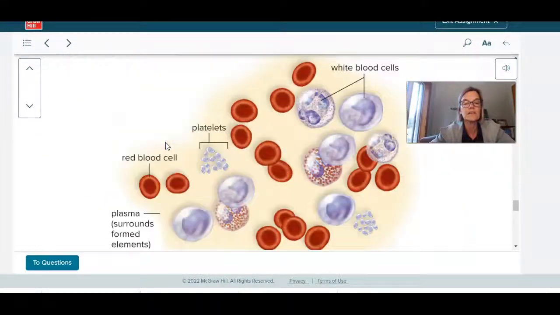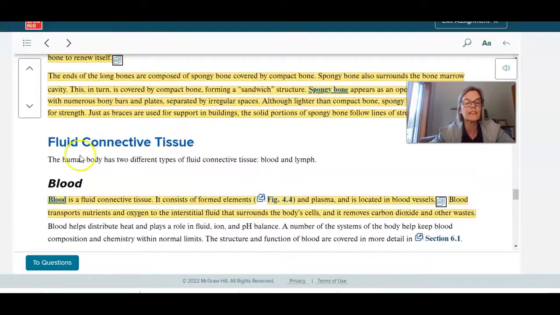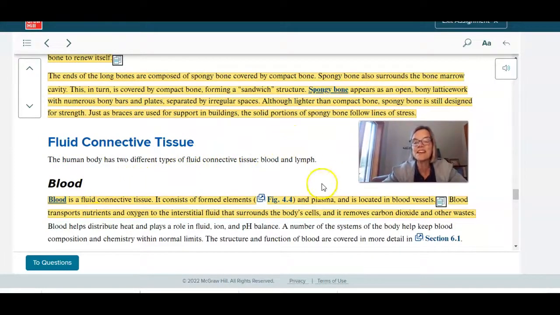So another kind of connective tissue that we're going to talk about is a fluid connective tissue, and that's blood. And we don't think of blood necessarily as connective tissue, but you have cells and a matrix, so a liquid between the cells, and it fills spaces, it supports the body. And so blood is considered a connective tissue. It's a fluid connective tissue.